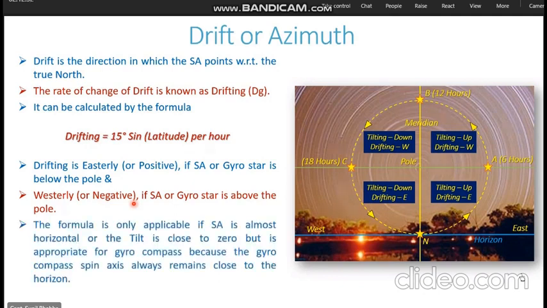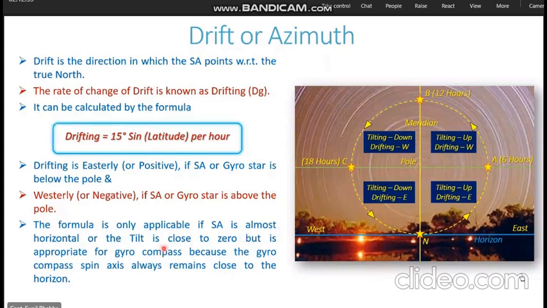Now, not required in the understanding of the gyro compass, but just for your information, this formula seems to be very simple. Drifting given by 15 degrees sine of latitude per hour. Now there is one restriction or limitation of this formula. This formula is only applicable if the spin axis is almost horizontal or the tilt is close to 0, or the spin axis is pointing close to the horizon. But in our case, this limitation does not affect us.